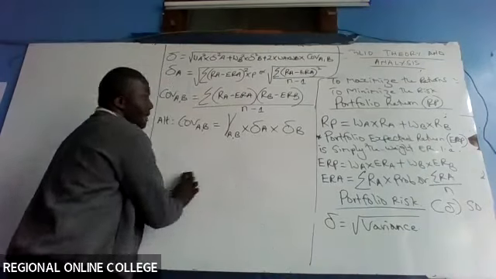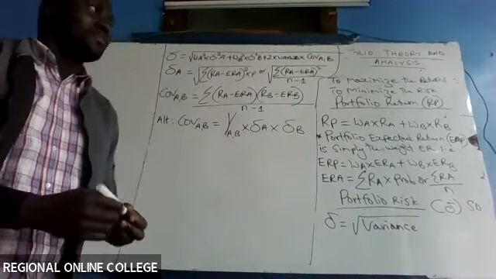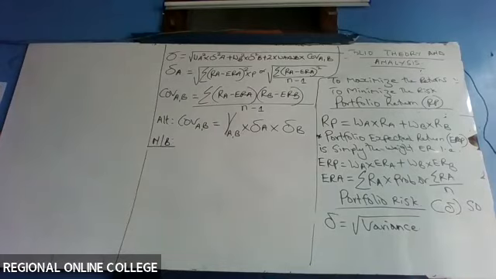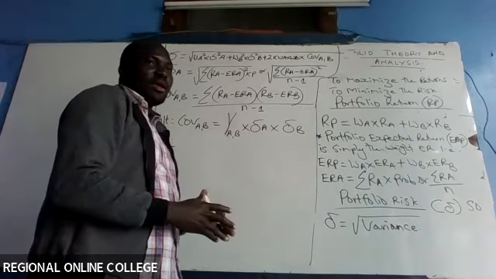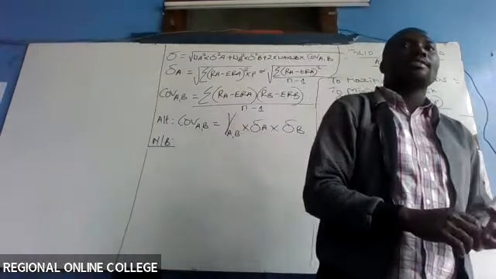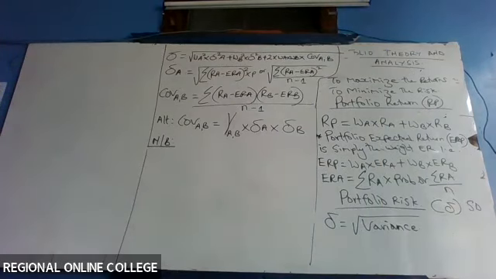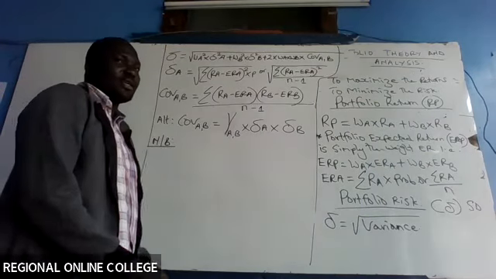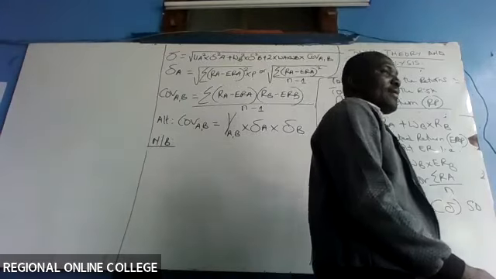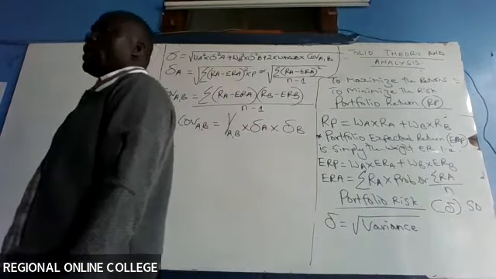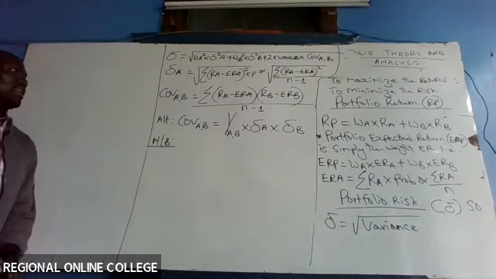Then you can give me a question. We say: determine the weights of a two asset portfolio that minimizes the risk, in brackets, where standard deviation equals zero.